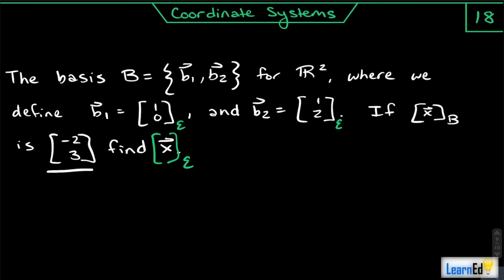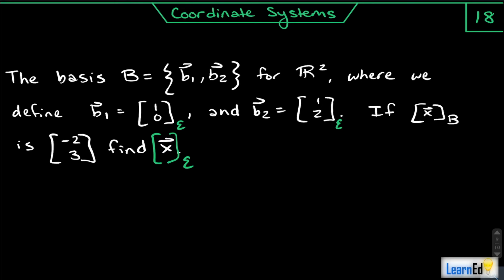Now be careful, that doesn't apply here, because context matters. It's saying if x relative to B is this, so this is relative to B. This is moving -2 in the B1 direction and 3 in the B2 direction. That's what this means. It's not relative to E, or else we'd already have our answer, because x relative to E is what we're trying to find.